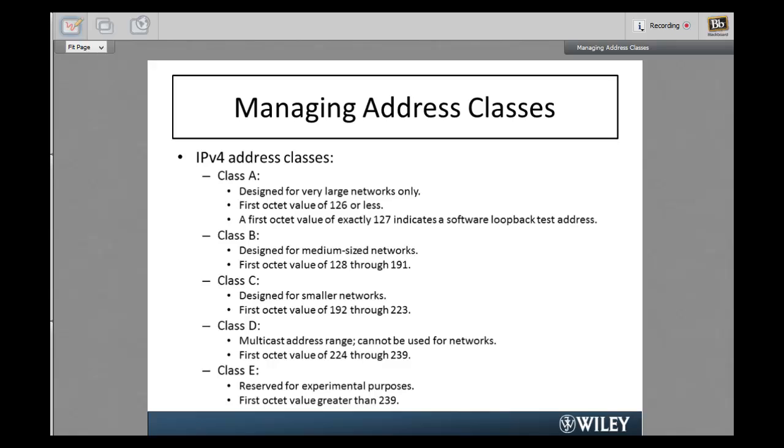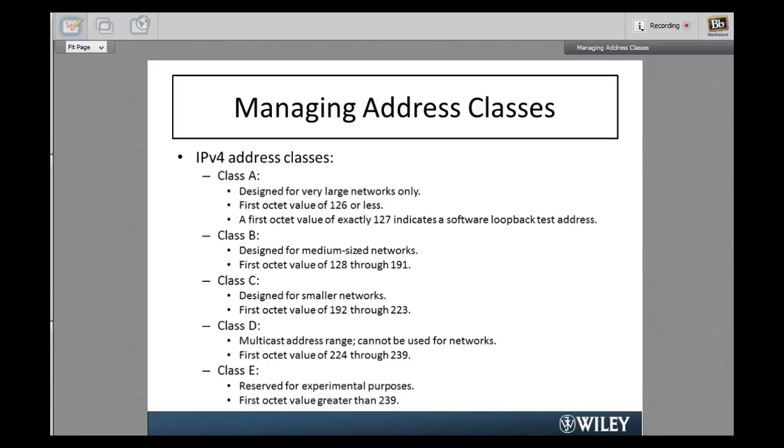So talking generally, there are many classes of IPs. Formally, three classes are working, which are A, B, C. D and E are not used. D is for multicast. The E is reserved for experimental purposes. So we should know each class well, because we might be asked, given an IP address, which class does it belong to?